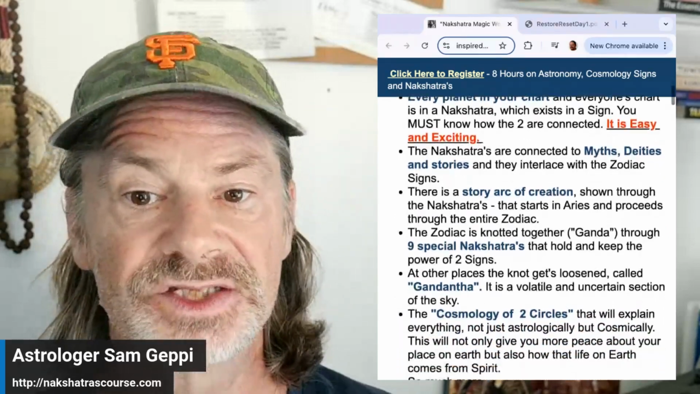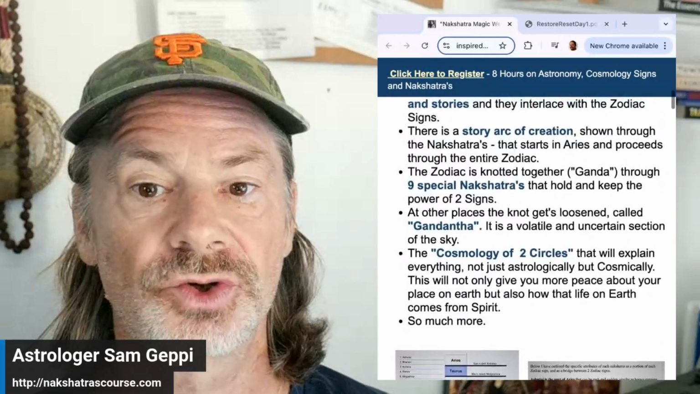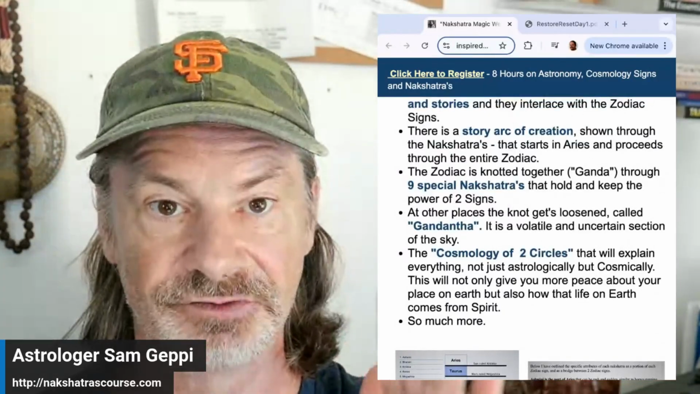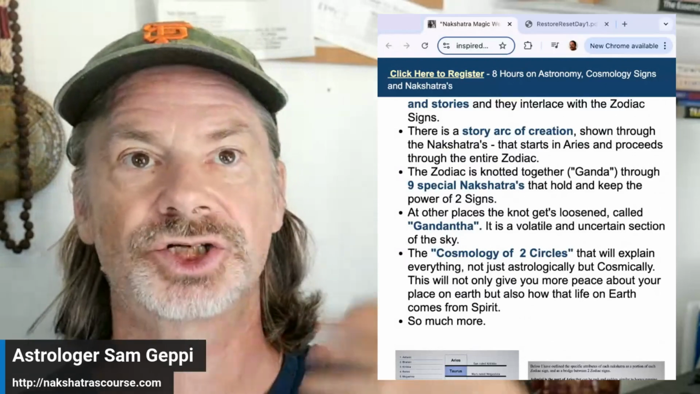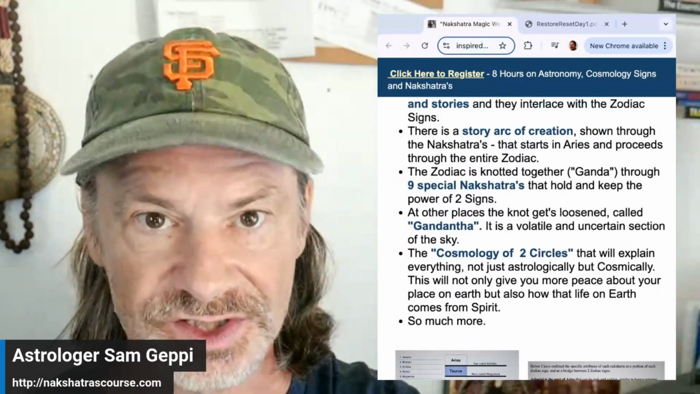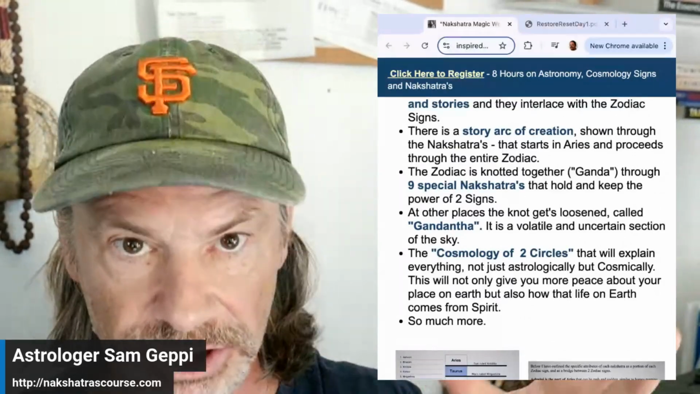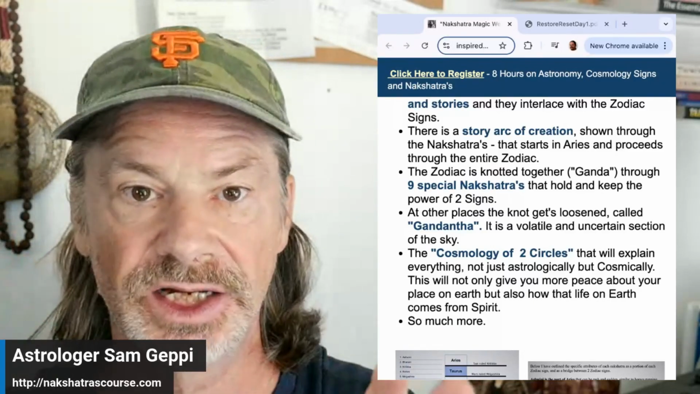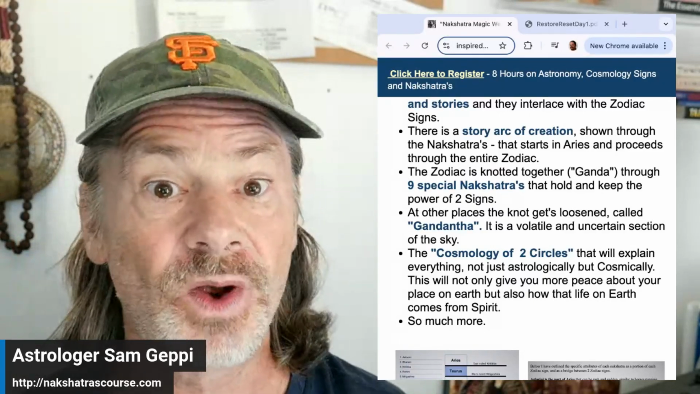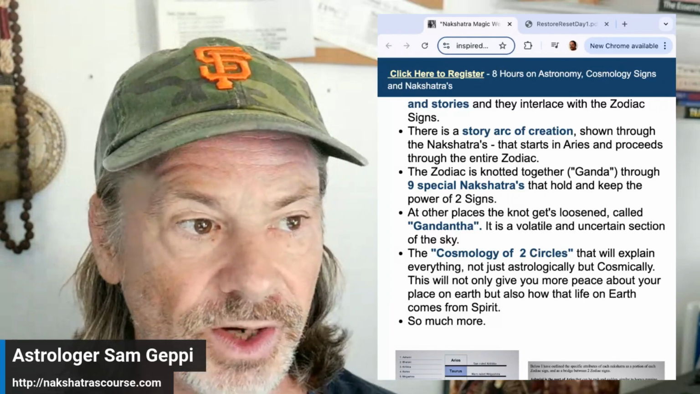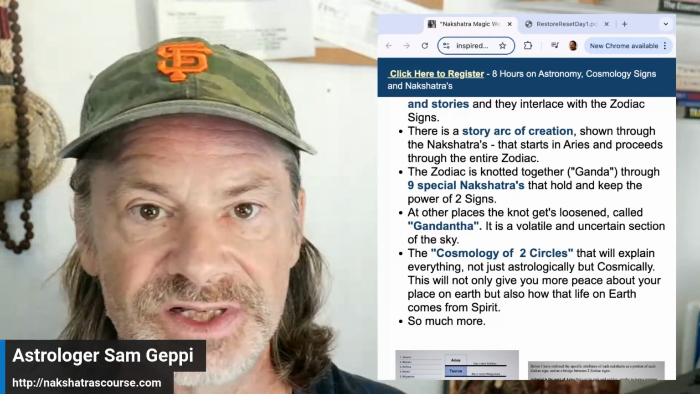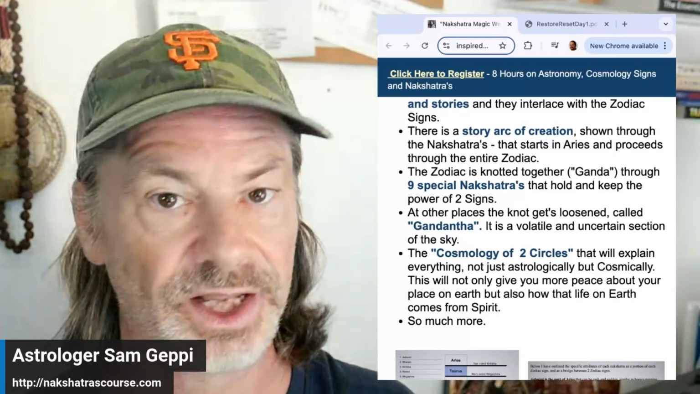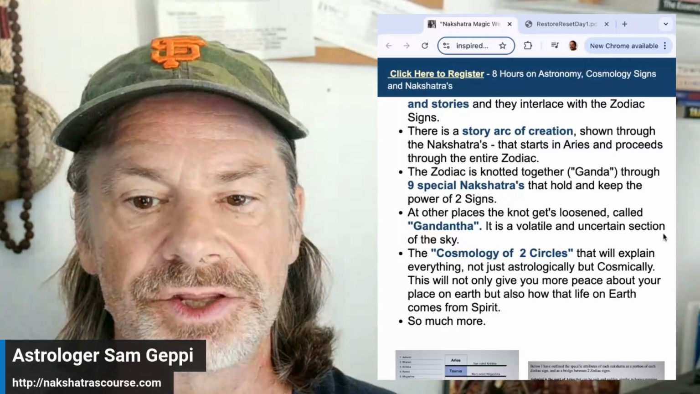The myths, deities, and stories. There's a whole story arc of creation that I'm going to be talking about, which starts at the very beginning of Aries in Ashwini Nakshatra and the 2 horses that come down, then Bharani Nakshatra with Yama and Yami, his sister, and then Kritikka, Agni. And then, in fact, there are 2 ways to tell this story of creation. Then Prajapati and Soma, the deer, and then Ardra, which is related to Rudra, etc., and the 3 sections of the zodiac.